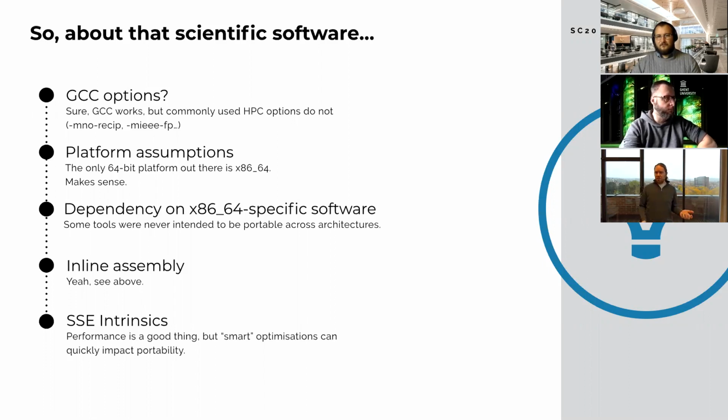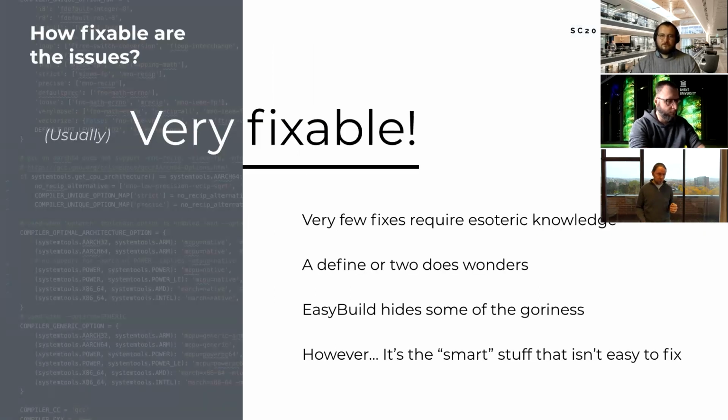Then you see dependency on x86-64 unique software, like YASM. Okay, again, EasyBuild will allow you the option of saying, filter out this dependency, and you can continue on your work. The more tricky bits are the pieces of code where you encounter inline assembly or SSE intrinsics. This is often very smart. I mean, it's very performant when done right, but it isn't very portable. Thankfully, there are some solutions for this. Most things are easily fixable. They require a define or two, and that's it.